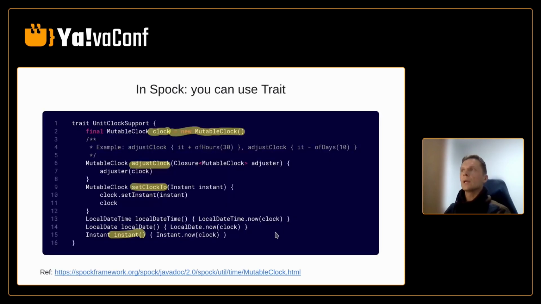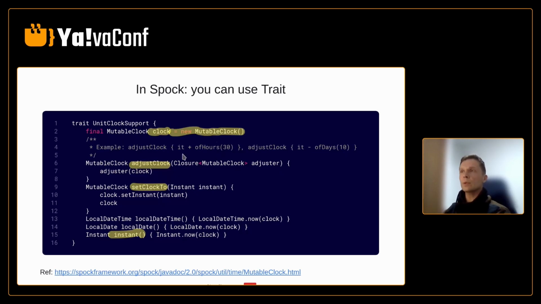It's a very simple thing, and you can just use it or borrow it, and then you have your mutable clock as well. Now, when you use Spock, we can have a very simple trait, which is kind of like an abstract class in Java, that will allow us to manipulate the clocks. It will have a clock that uses the mutable clock. We will have additionally 3 methods.